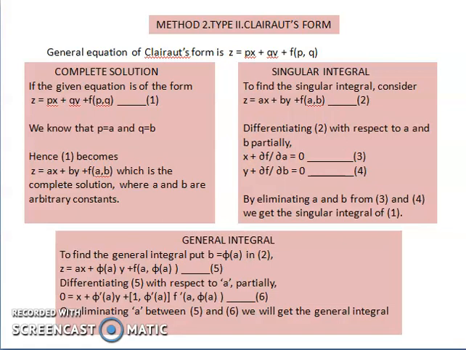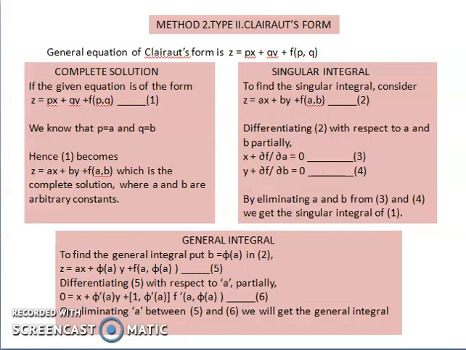In order to find the singular integral, we've got to differentiate the second equation with respect to a and b partially. So we'll get x plus dou f by dou a equal to 0 and y plus dou f by dou b is equal to 0. By eliminating a and b from the third and the fourth equation, we'll get the singular integral.